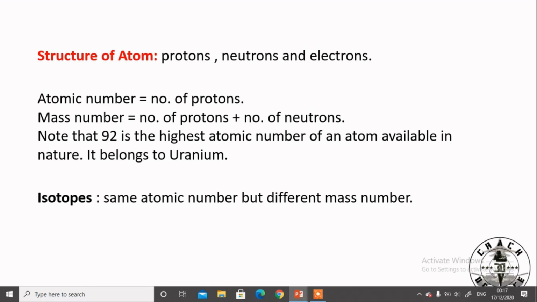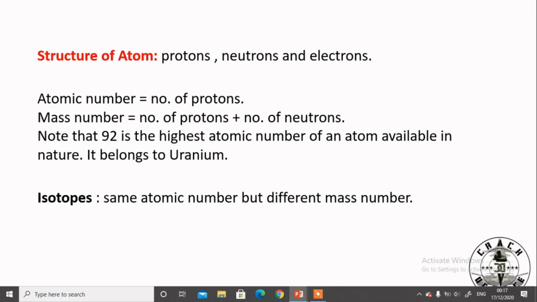So first we have here the structure of an atom. It comprises protons, neutrons and electrons. Now the number of protons in an atom makes the atomic number. The number of protons and the number of neutrons together comprise the mass number.